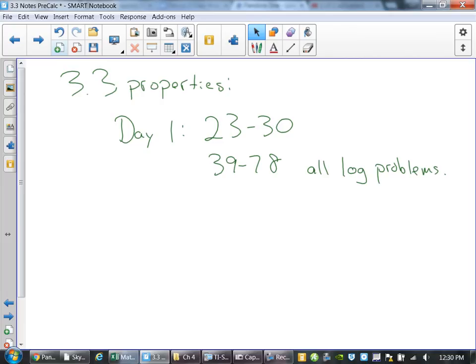When you see 39 through 78, this is all log problems, so just do the ones that say log. That's all it means. So if you think about 39 through 78, how many numbers is that? If you take 78 and subtract 39, you get 39. Half of those are log problems.